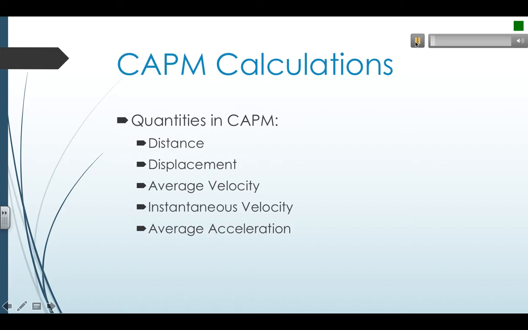In this unit, we've learned about 5 quantities that we can calculate or measure. Those quantities being distance, displacement, average velocity, instantaneous velocity, and average acceleration. Remember, average velocity is the velocity between 2 points in time, whereas instantaneous velocity is the velocity at a single point in time. Really, when we're creating a velocity versus time graph, we're plotting the instantaneous velocity at each time during the object's motion.